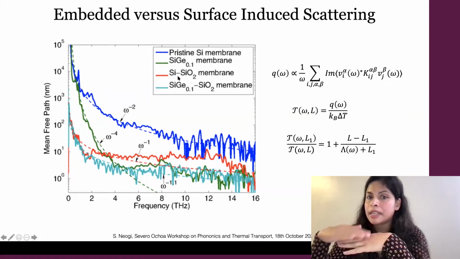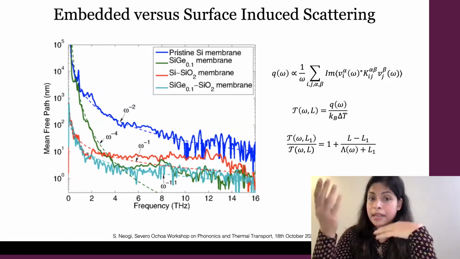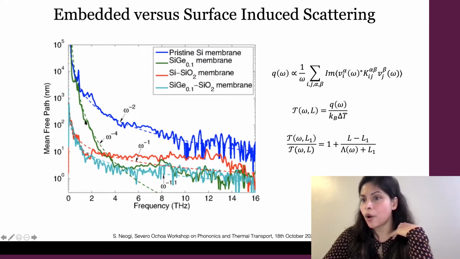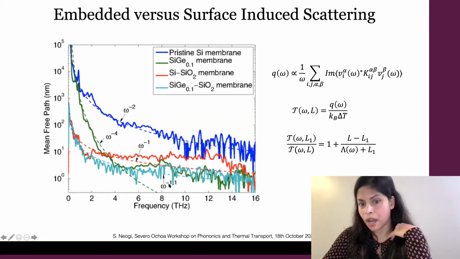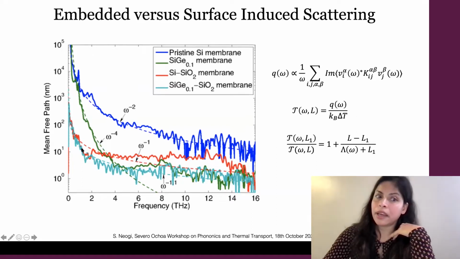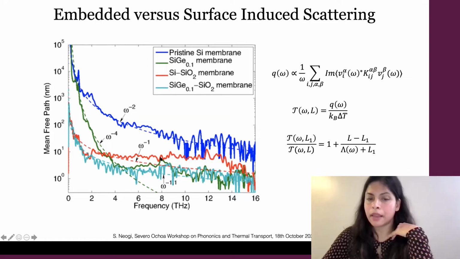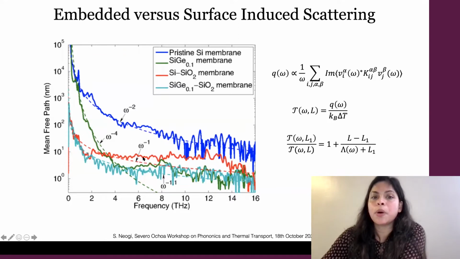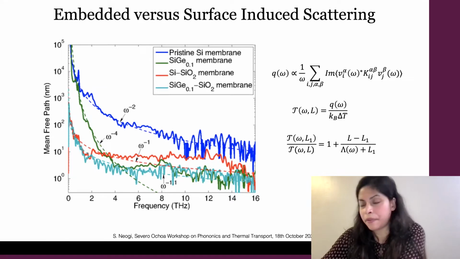Now, if you have the silicon with the silica on top, the silicon and the native oxide layer, the difference between the two is that here the low frequency phonons are not interrupted as much, but the high frequency phonons are getting interrupted. But here, on the other hand, the low frequency phonons are more interrupted, and there is some effect on the high frequency ones too. And then if you combine them, you get the best of both worlds to reduce the thermal conductivity. So this is telling us that this scattering, whatever it is, is different from those embedded scatterers in its effect on the thermal conductivity.